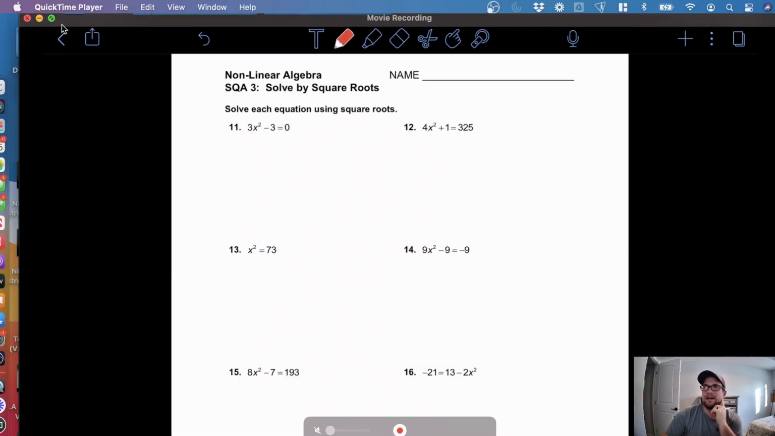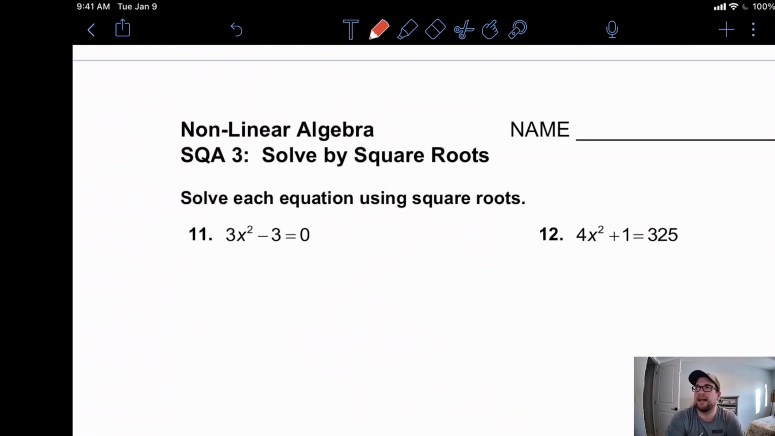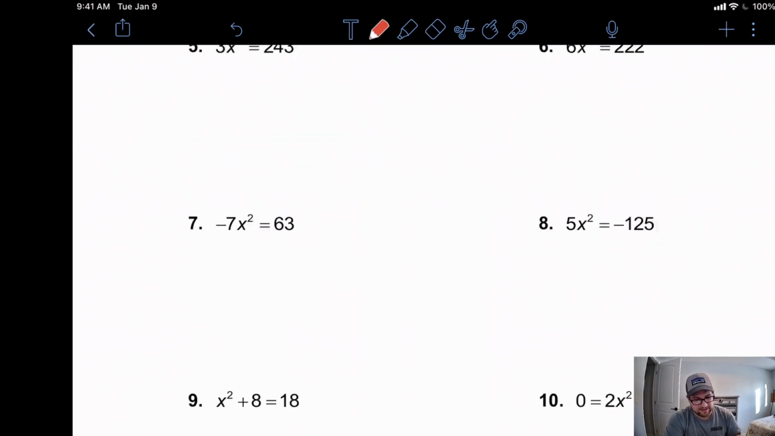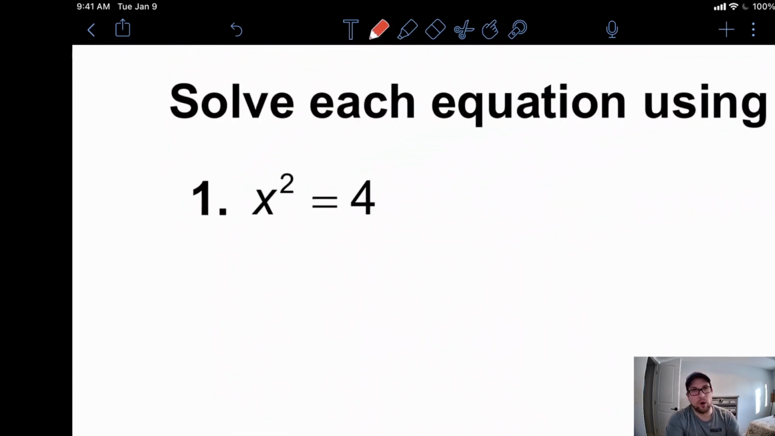Today we're going to be talking about SQA3, which is how we solve by taking square roots. Now, this is not an incredibly difficult lesson, but there's a couple of pieces we want to be aware of. So when we come over here to problem number 1, we see that we have x squared is equal to 4. Now, when we get these problems, it's important to realize one thing.